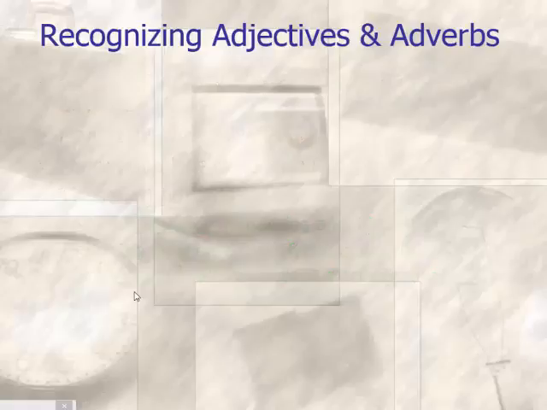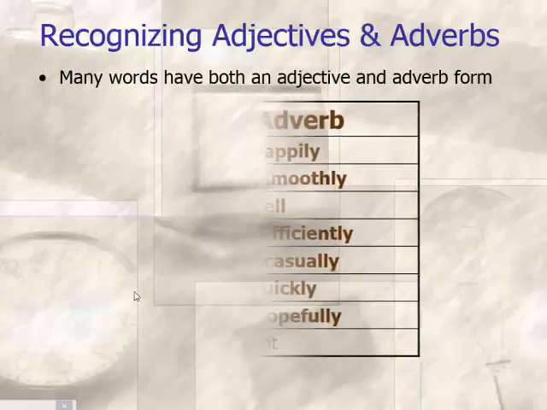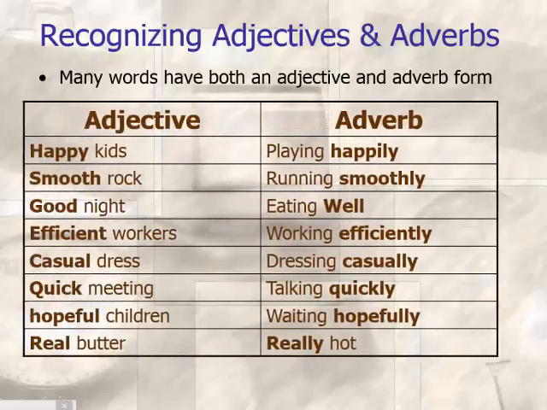Recognizing adjective and adverb. Many words have both an adjective and an adverb form. This is the table. If the adjective is happy, the adverb is happily. You add ly to the end of the adjective. Smooth rock becomes running smoothly. Good night, eating well.